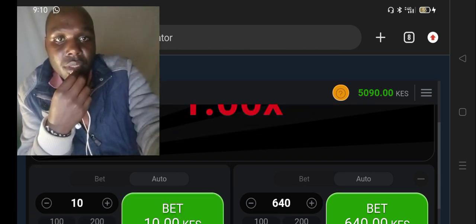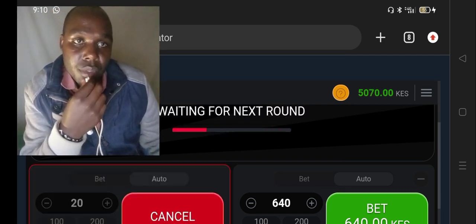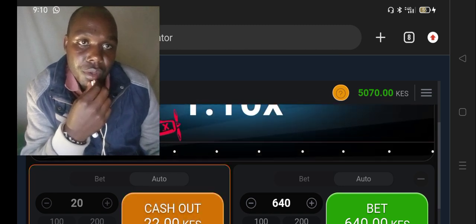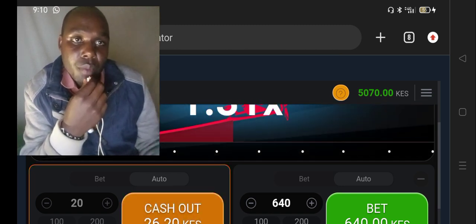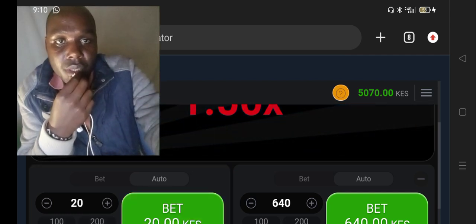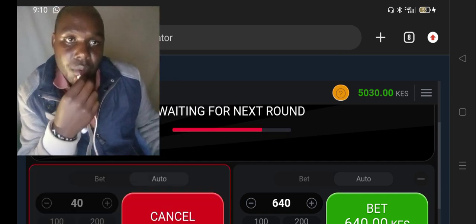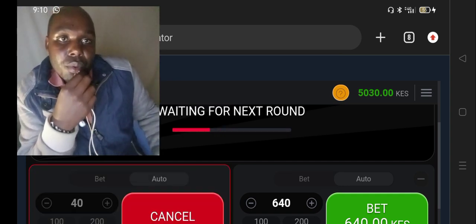It has flown without even starting at 1.00. That is where most people lose their money. That is 1.00, because nobody is winning. So 1.00 is just like what I told you, that at 2.00 we will not get money. It's just the same at 1.00, so you will lose your money.